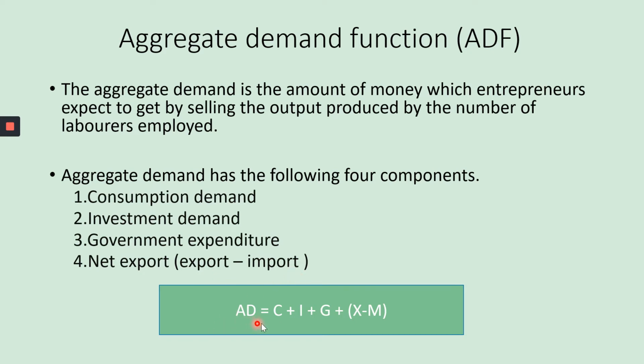So aggregate demand can be given as C plus I plus G plus X minus M. So AD is equal to C plus I plus G plus X minus M. C is consumption, I is investment demand, G is government expenditure, X minus M is export minus import. So this is the definition, or the answer for the question, what do you mean by aggregate demand function? Or write a note on aggregate demand function. You have to write all these points.